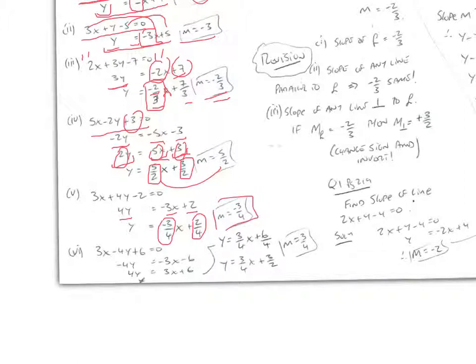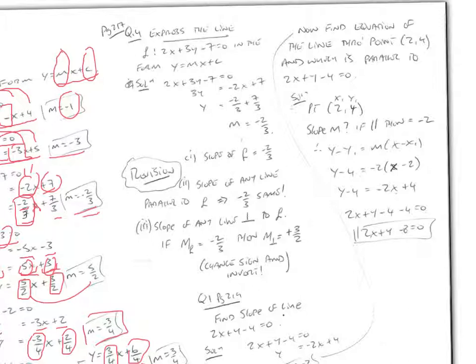3x minus 4y plus 6 equals 0. Our minus 4y stays here. Our 3x becomes minus 3x. Our 6 becomes minus 6. So we then have 4y is equal to 3x plus 6. So now we need to divide these two terms by the 4. So we have y equals 3 over 4 x plus 6 over 4. So that's the same as y equals 3 over 4 x plus 3 over 2. So this again is our slope.